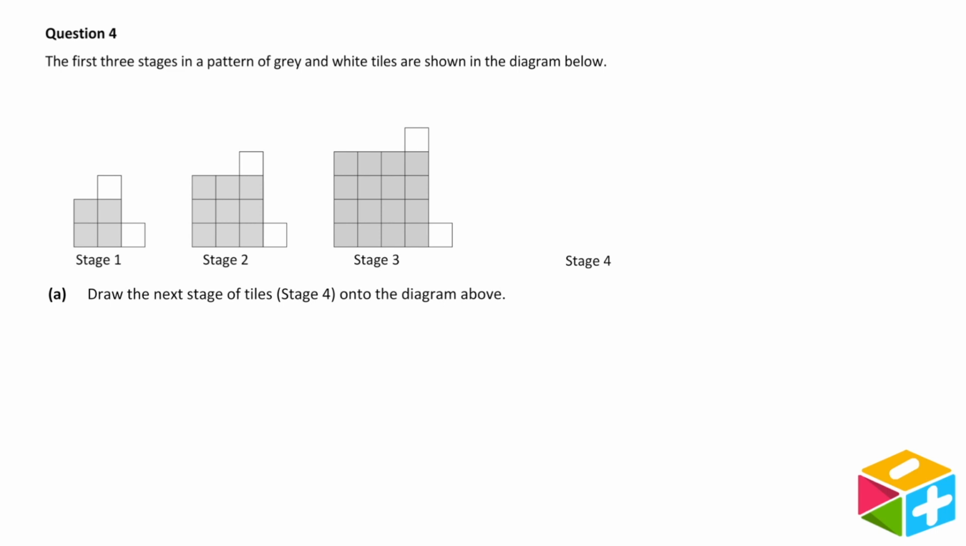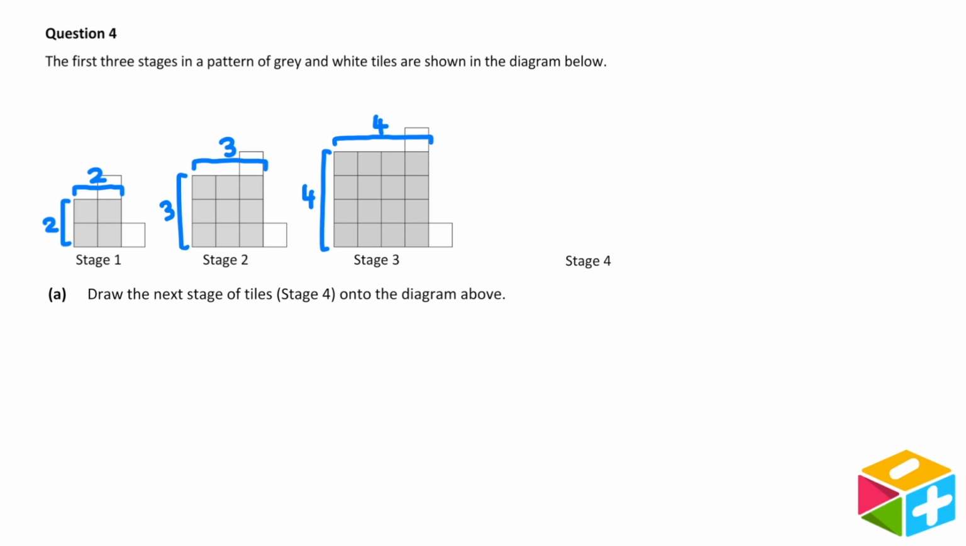Let's try to spot the pattern. To start, let's focus on the grey tiles. In stage 1, the grey tiles form a 2 by 2 square. In stage 2, the grey tiles form a 3 by 3 square. In stage 3, the grey tiles form a 4 by 4 square.